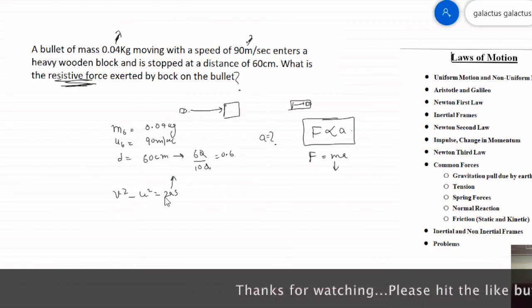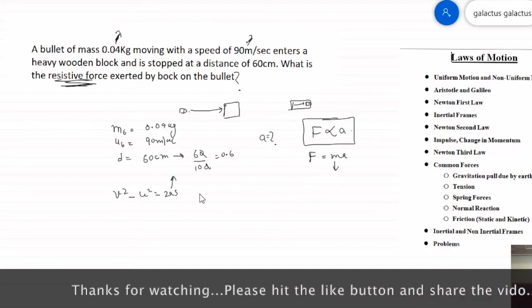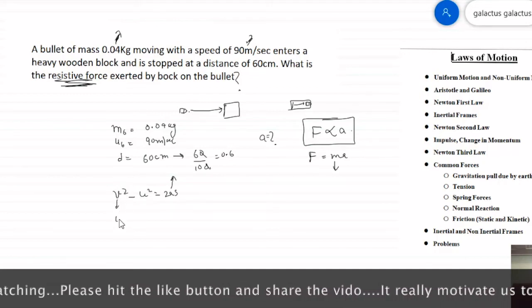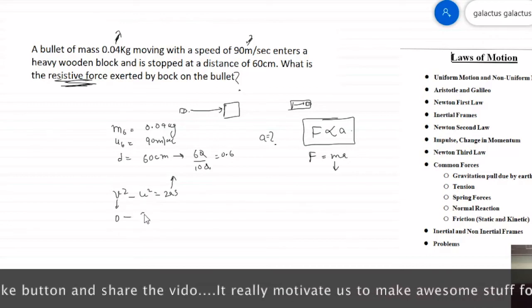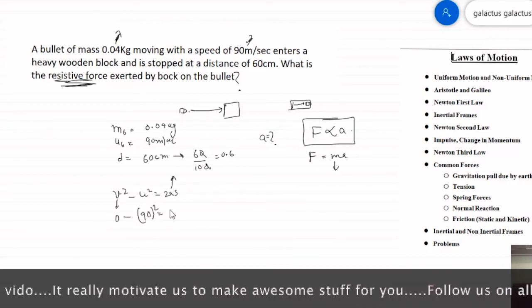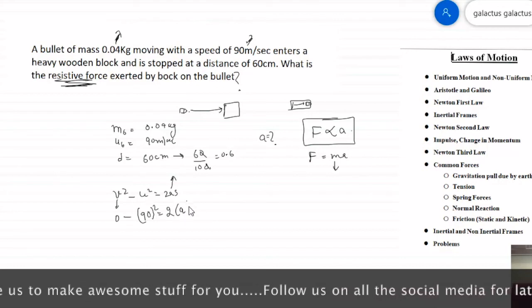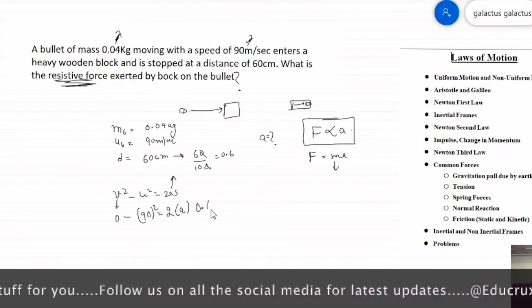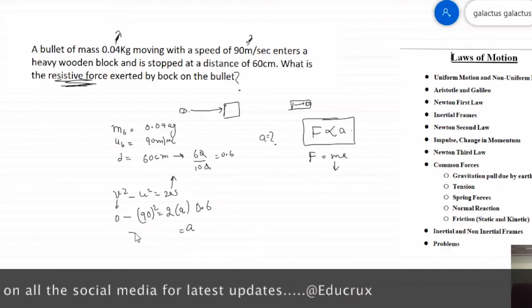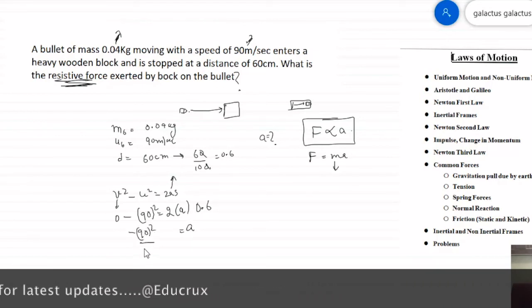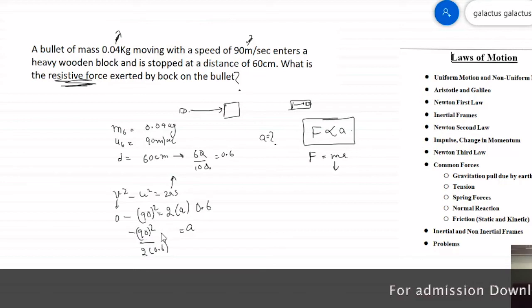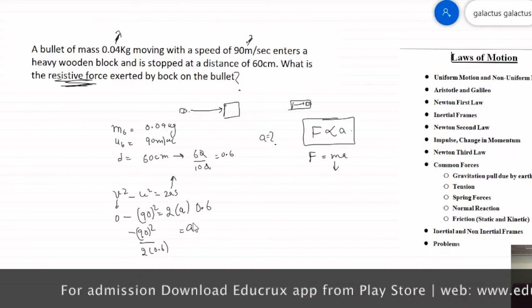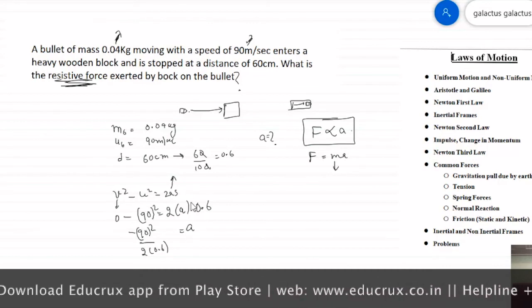So we have to apply v square minus u square is equal to 2as, where final velocity will be equal to 0, initial velocity will be 90, and 2 will be 2, acceleration we have to find out, and s will be equal to 0.6. So a will be equal to minus 90 squared upon 2 into 0.6, and I got a negative sign which basically tells us that the acceleration is negative, that is, it's a retarded motion. The velocity is decreasing with time.